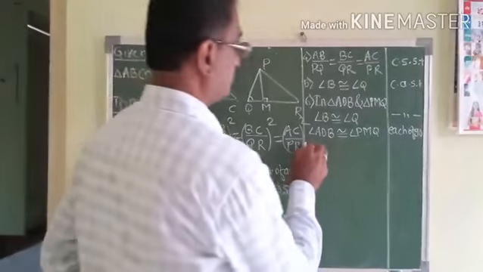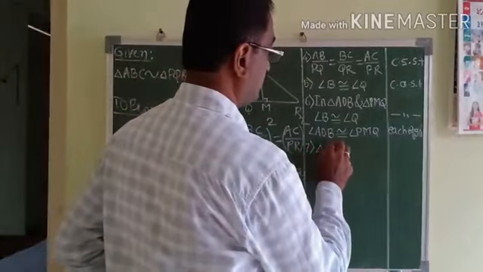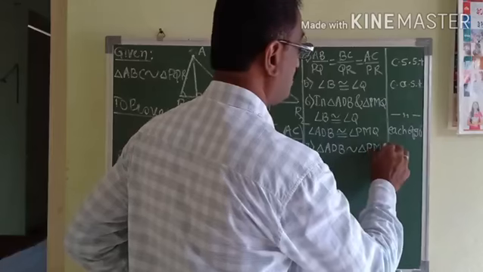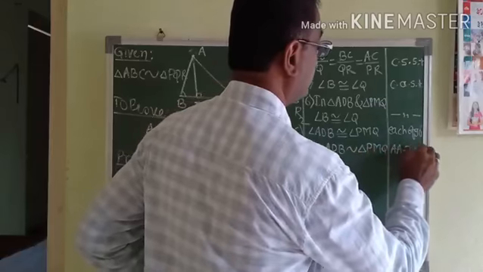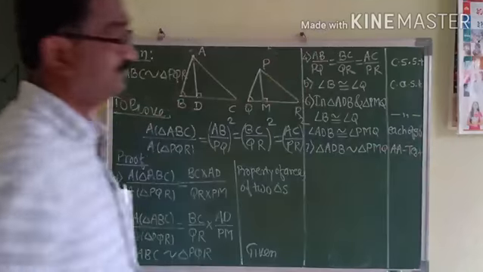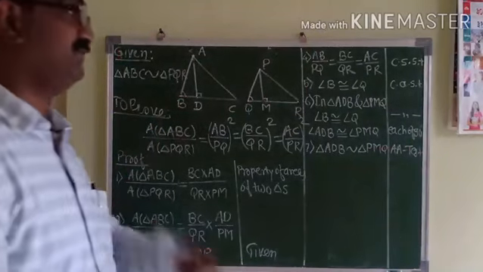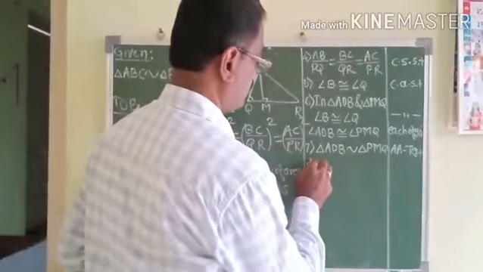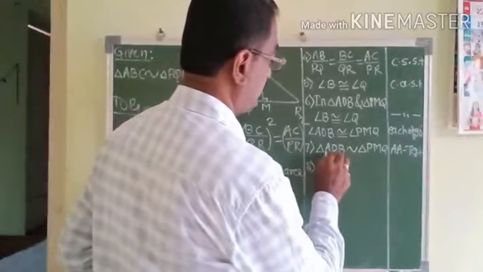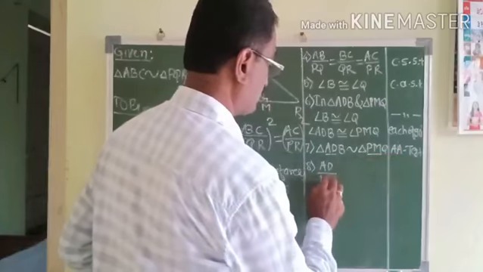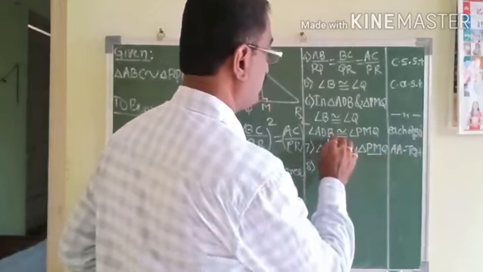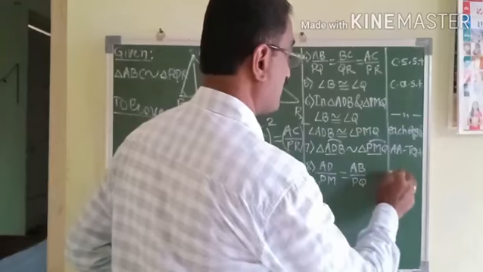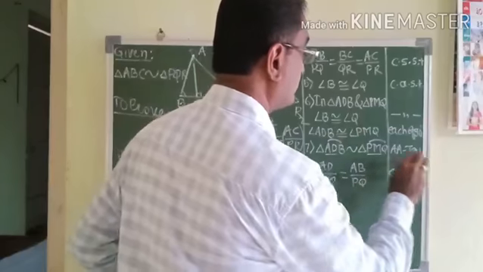Therefore, these two triangles are similar. Triangle ADB similar triangle PMQ by AA similarity test. Therefore, their corresponding sides are in proportion. What corresponding sides? AD upon PM is equal to AB upon PQ. Corresponding sides of similar triangles.